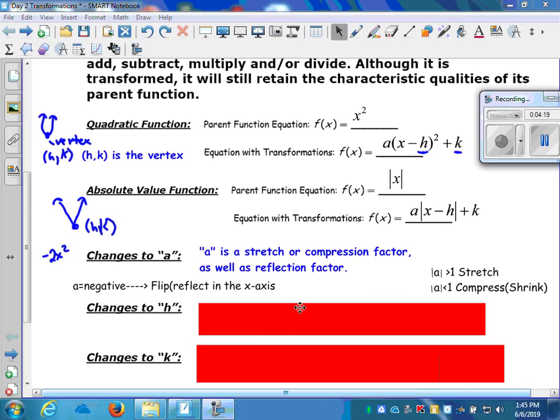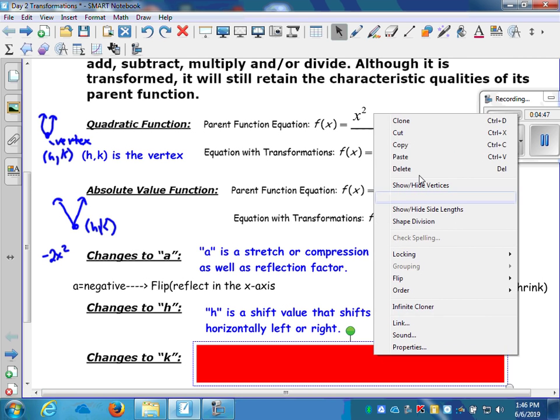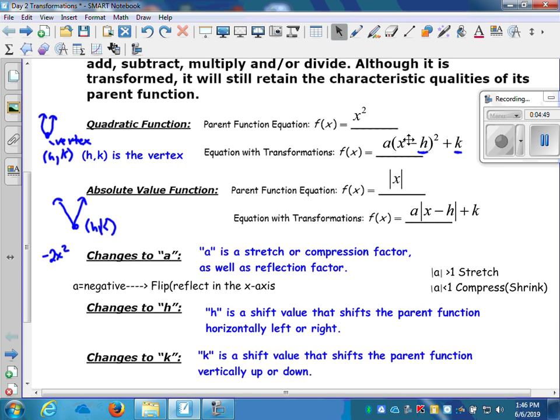The h value. Notice that in the parent function for the quadratic, the h value is located in the parentheses with the x. And remember that minus sign is part of that formula, so the h value indicates whether it moves left or right, but you have to think about it being the opposite of what you actually see in terms of sign. So that h value is a shift that shifts the parent function horizontally left or right. The k value is added or subtracted to the back of the parent function, and it causes a shift of values that shifts it vertically up or down.